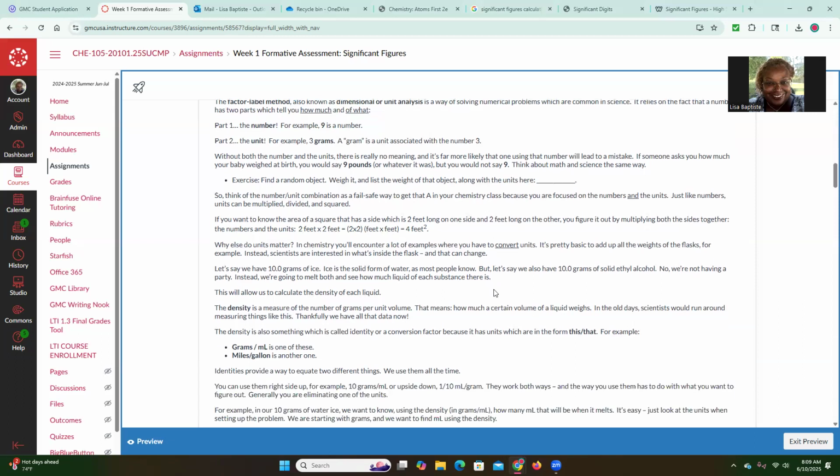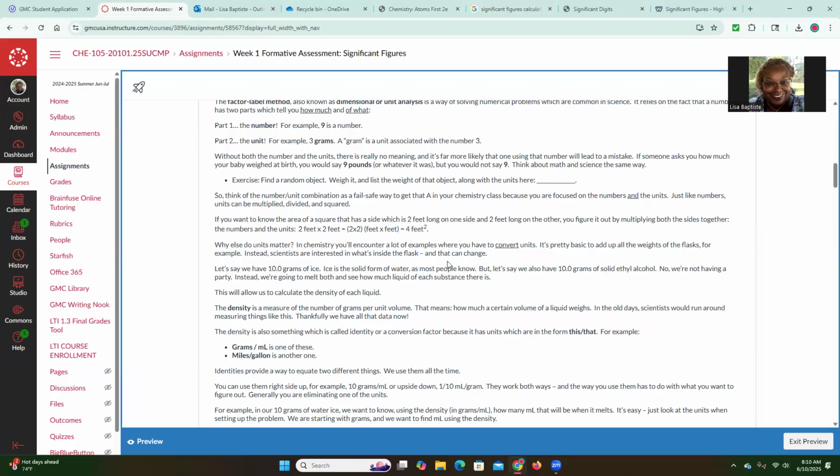When we are looking at calculations, because our measurements contain both the number and the unit, say for example, we're multiplying, we've looked at this 2 feet times 2 feet. We're not only multiplying the numbers, but we're also multiplying the unit. So 2 times 2 would be 4, feet times feet would be feet squared.